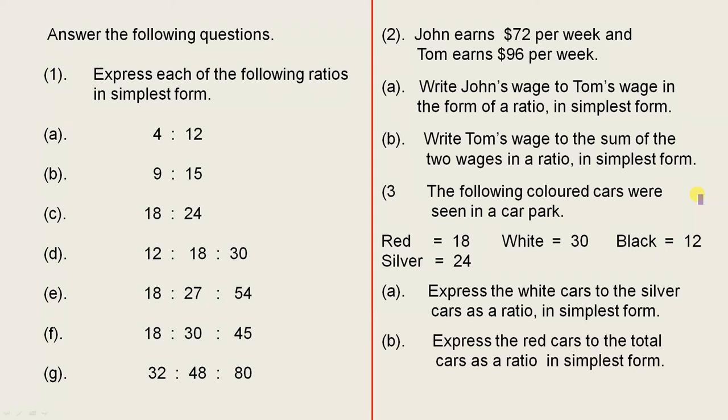The next example. The following coloured cars were seen in a car park. Red, 18 cars. White, 30. Black, 12. And silver, 24. Now we have to do two things. First one, express the white cars to the silver cars as a ratio in simplest form, and express the red cars to the total cars as a ratio in simplest form.